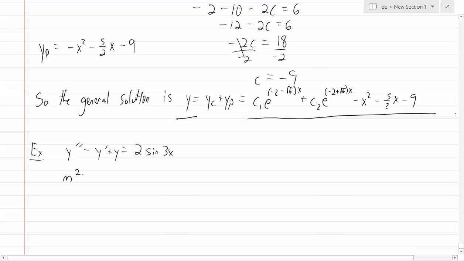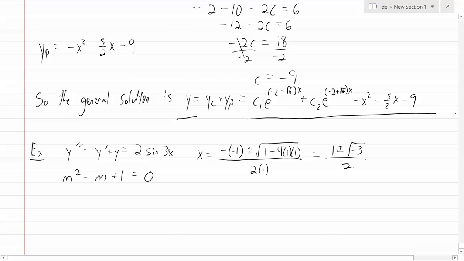So this auxiliary equation is m squared minus m plus 1 equals 0. So will that factor? Don't think so. So that's negative b, so the negative of negative 1 plus or minus the square root of b squared is 1 minus 4 times 1 times 1 all over 2 times 1. So that's going to be 1 plus or minus, what's that going to be? 1 minus 4 is the square root of negative 3 all over 2.